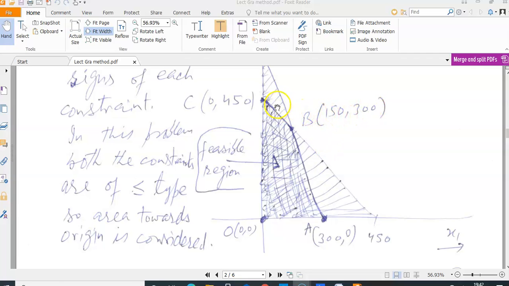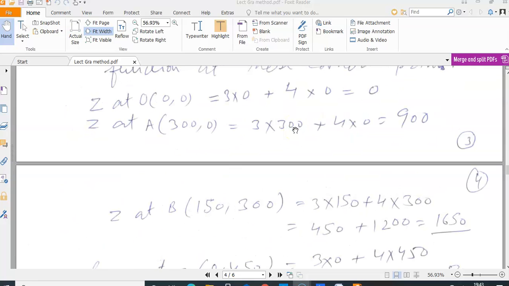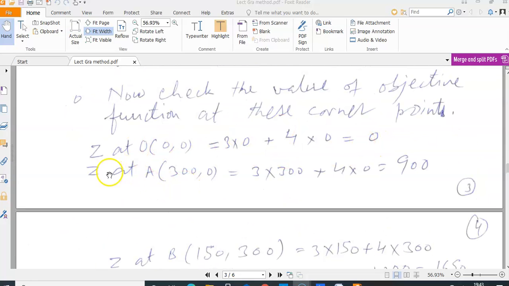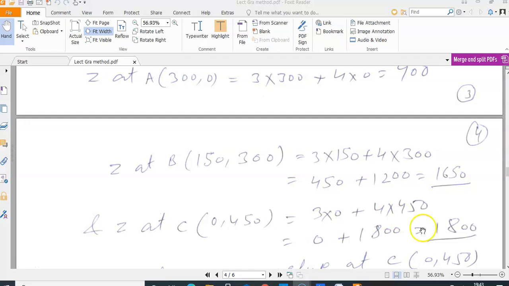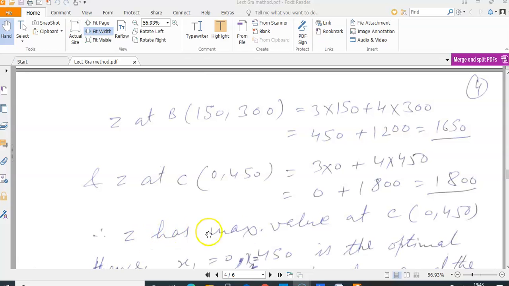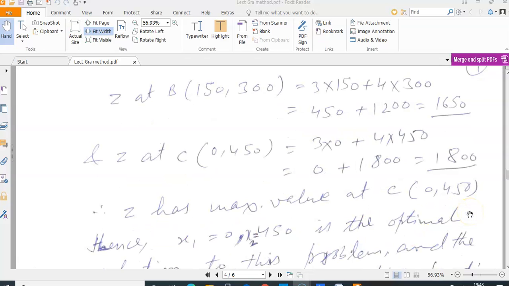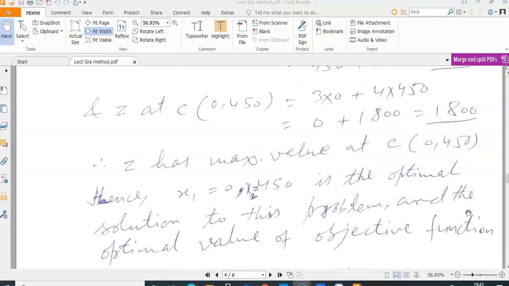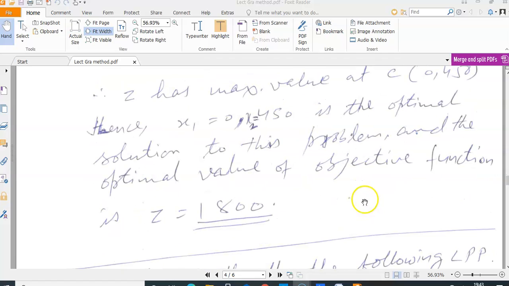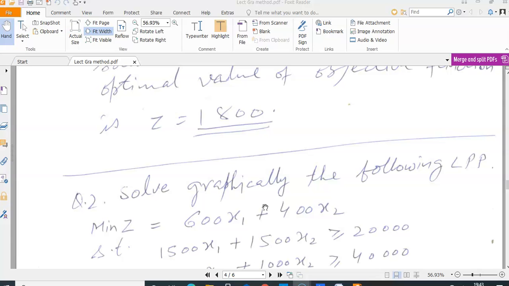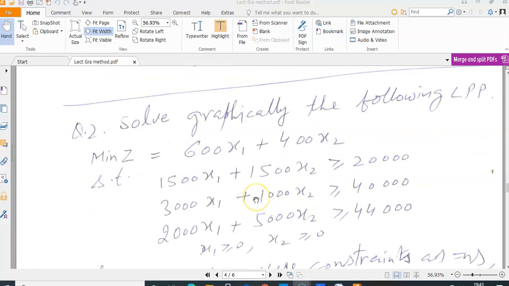After that we check the value of the objective function at all these corner points. Z at 0 0 is 0, Z at A is 900, Z at B is 1650, Z at C is 1800. So 1800 is maximum. So the point 0 450 is giving us the highest value of the objective function, and hence x1 equal to 0, x2 equal to 450 is the optimal solution, and the corresponding maximum value is 1800. This is how we solve this kind of problem.